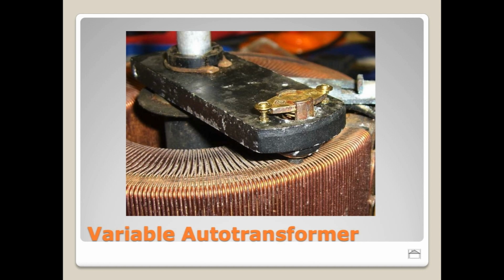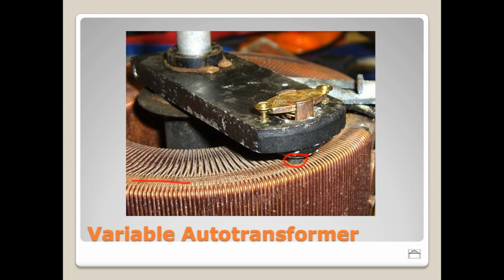So again, this is a variable auto transformer. We've got our big core, and you can see the copper windings very tightly spaced. You can see that they've been kind of ground down on the top here. You can see this nice smooth surface right here. And then this little guy right here, this is the brush.